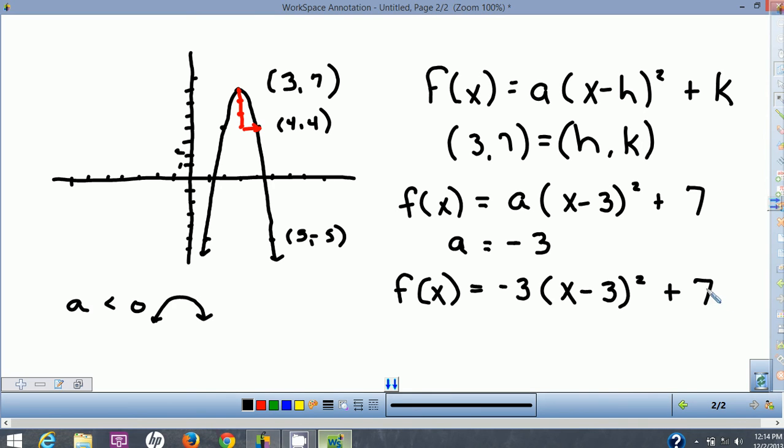And I found my equation from the graph instead of finding my graph from the equation. We'll look as we go along at some other forms of this quadratic and how to find them as well. But for now, we have the equation of our graph given the graph itself.